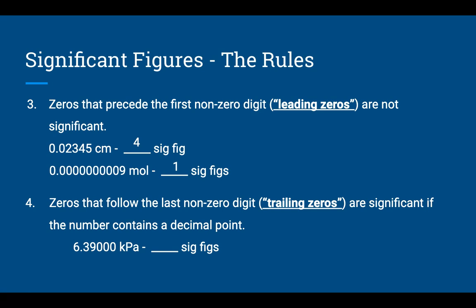So if we look at this example, 6.39000 kilopascals. Those zeros at the end are significant. So there's 6. Often if you look at a number you think, why on earth are those zeros there? Why would they even write them? Well, the reason is because they're significant. That number is accurate to that number of decimal places. So if you're wondering why those zeros are there, probably they're significant.